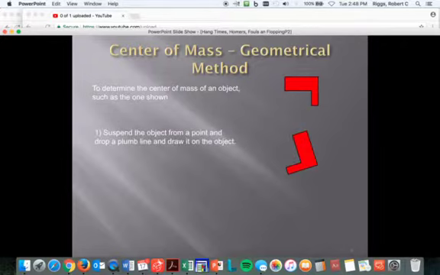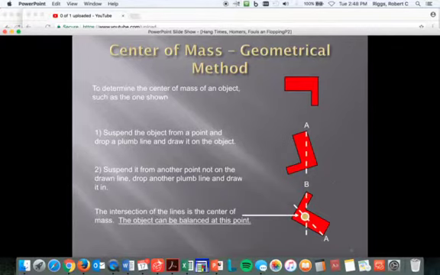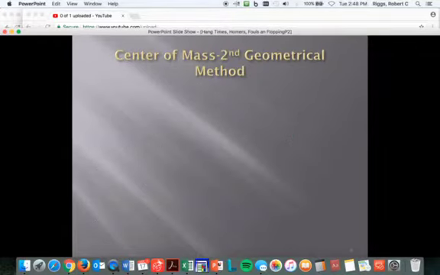You hang it from a string. Hang this object from point A right there. Draw the line, the dotted line, straight through. Now, we're going to hang it from this point here. Draw a line straight through, and the center of mass of this object will be where those two lines intersect. That's the center of mass.